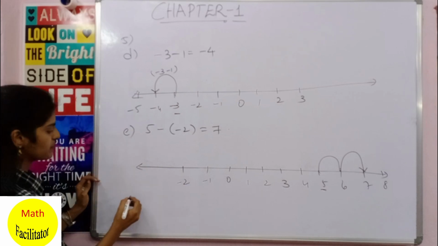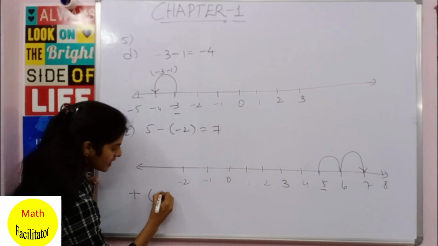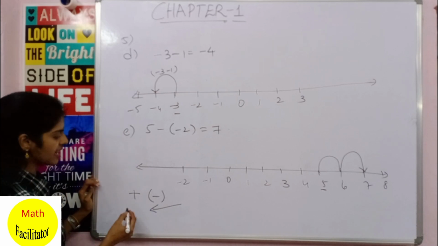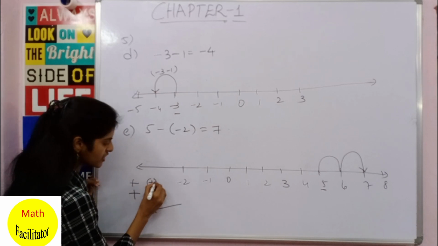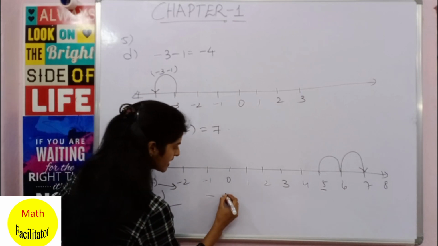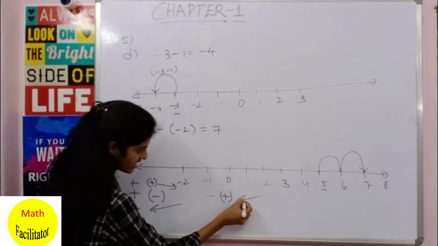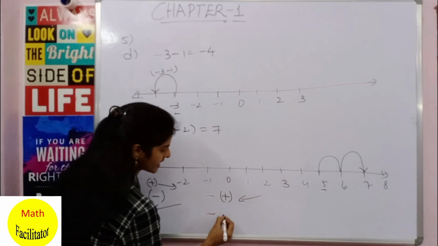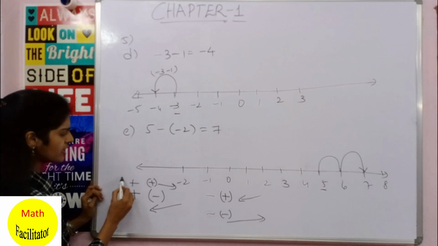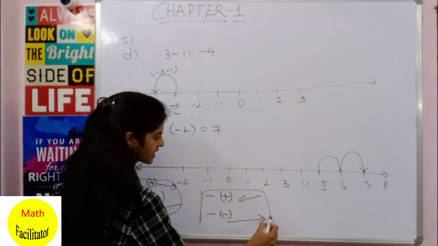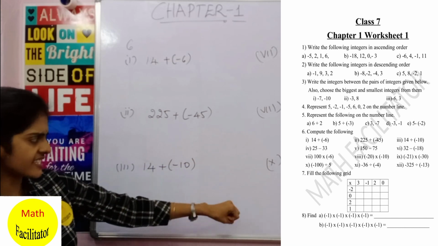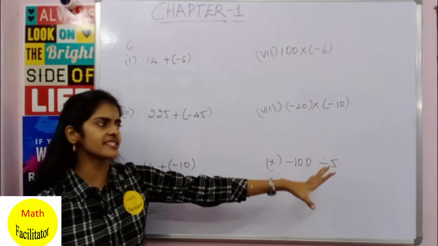Now when you are adding a negative integer, you will move to the left, okay? And when you are adding a positive integer, you will move right. Clear? Now when you are subtracting a positive integer, you will move left. And when you are subtracting a negative integer, you will move right. Okay, these are simple rules and you have to remember them. Clear? Now you have to compute these, and I have chosen 6 bits, the other bits I want you to do.